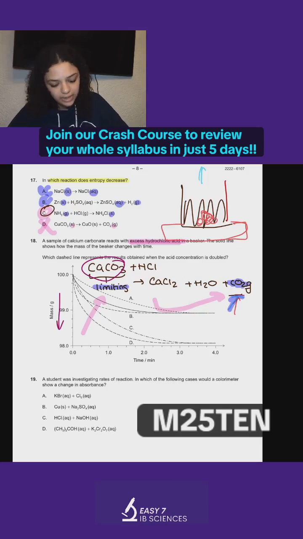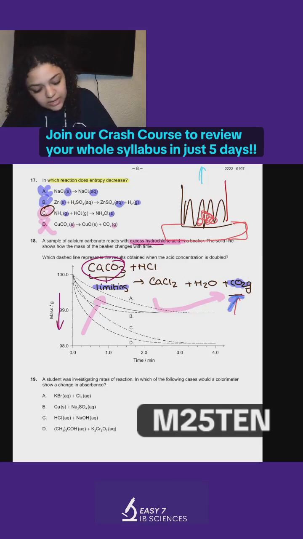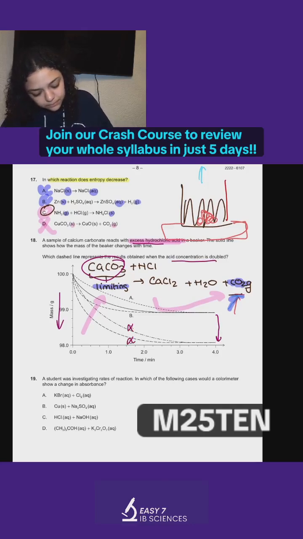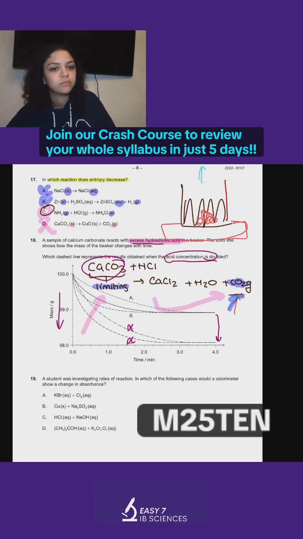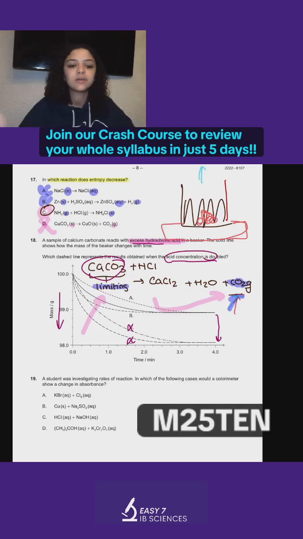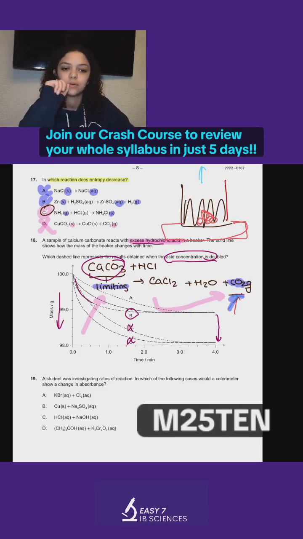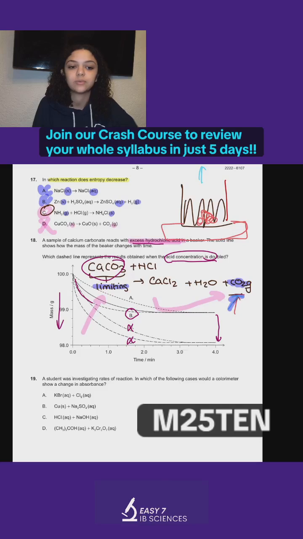So because this is excess acid and we're doubling the excess acid, it cannot double the mass lost. So it can't be C or D. But we do know, back to the kinetics unit, that whenever you double concentration, that increases the rate of reaction, and that's why I'm losing mass much faster, and it has to be B. Does this make sense, everyone? Exactly. If the limiting reactant were to double, that would be the correct line.